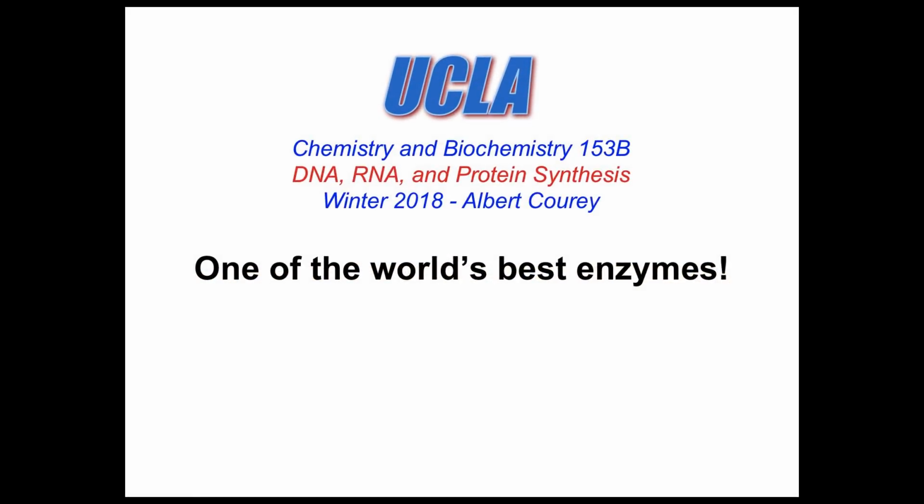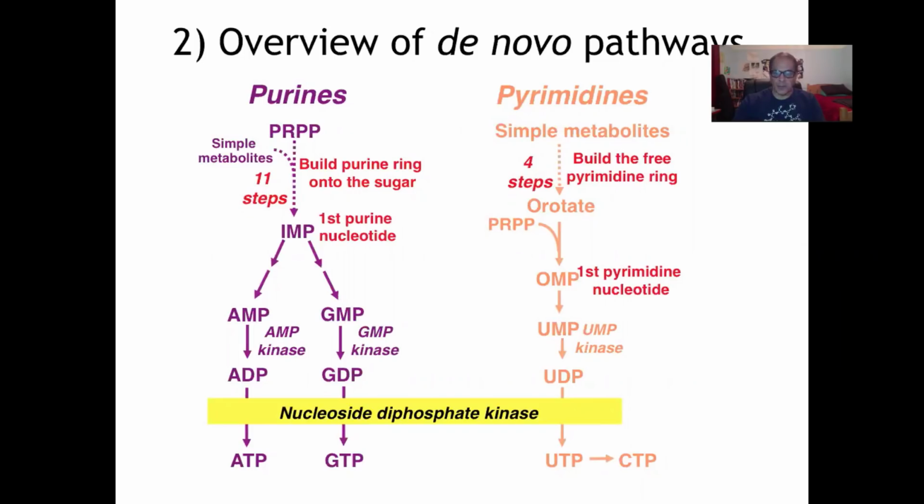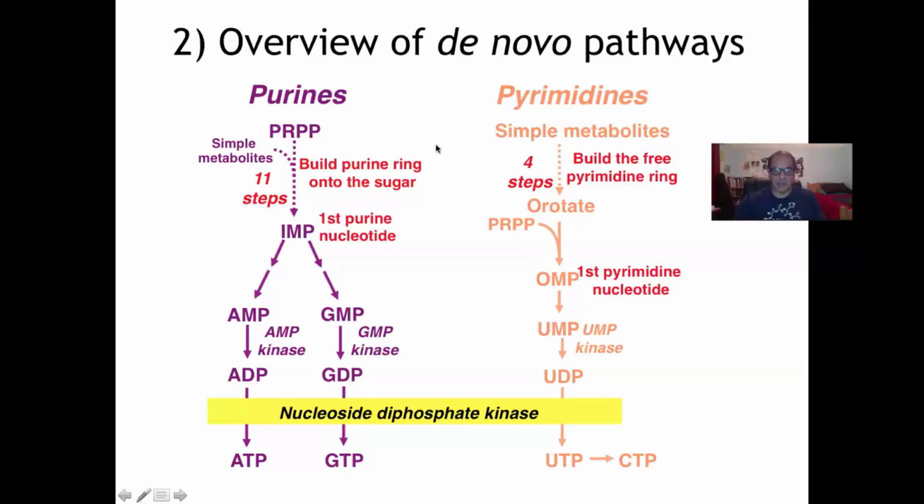Before we get to discussing one of the world's best enzymes, let's just do an overview of the de novo nucleotide biosynthetic pathways. So there are two pathways, one for the synthesis of purine nucleotides such as ATP and GTP, and another for the synthesis of pyrimidine nucleotides such as UTP and CTP. And those two pathways use different strategies.